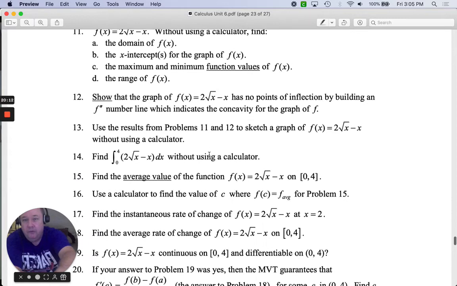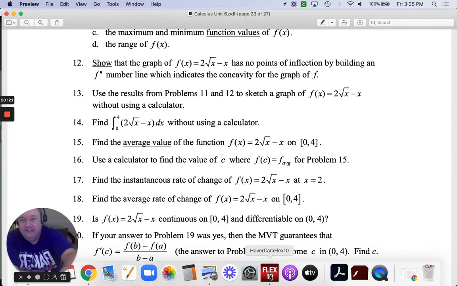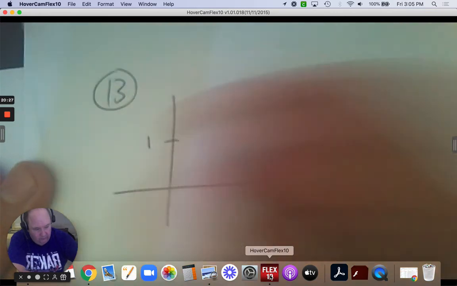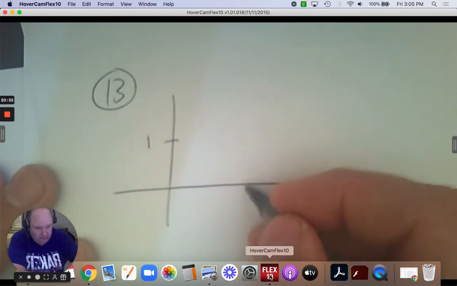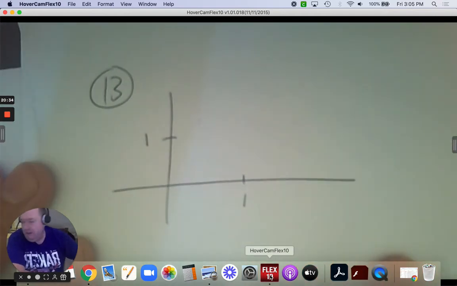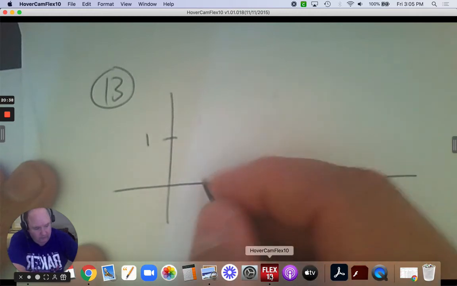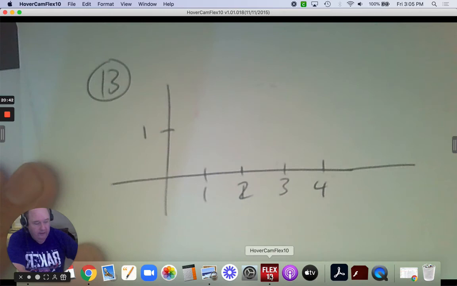In number 13, use the results from 11 and 12 to sketch a graph. And here I threw the paper away. All right. So what would the sketch look like for me? I know the max goes up to 1, and I know that 1 is an important number. And I also know that 4 is the other. I probably spread this out too much here. 1, 2, 3, 4. There we go.